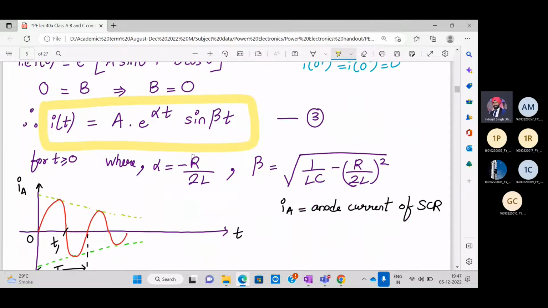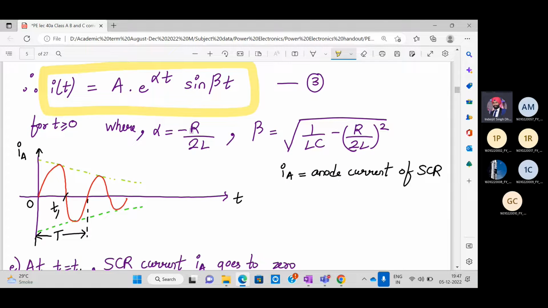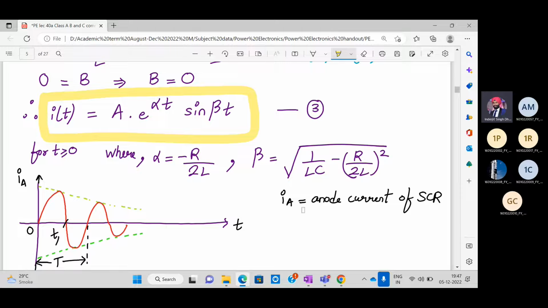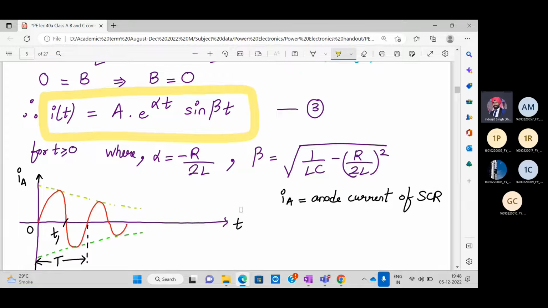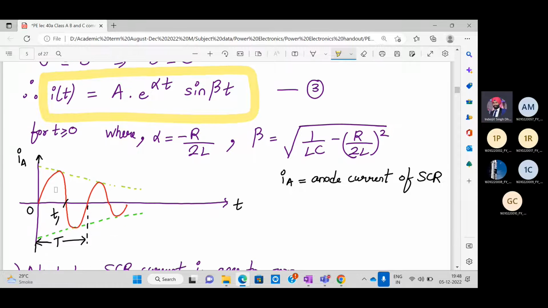All right. So i of t is given by A, a constant, into e raised to alpha t into sine beta t, where alpha is R/2L and beta is square root of 1/LC minus (R/2L) the whole square. Correct? So this iA is my anode current, which is the current flowing through the circuit, i of t. And that's how it is defined. That's how you got this underdamped waveform. All right?